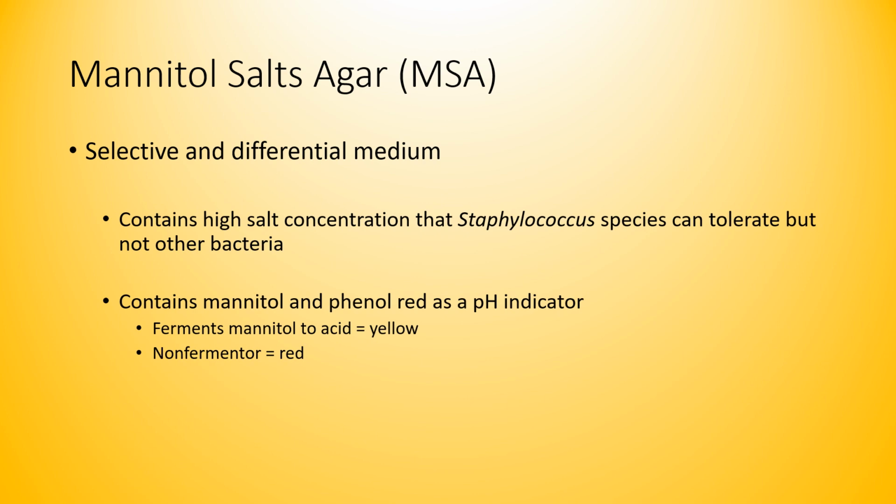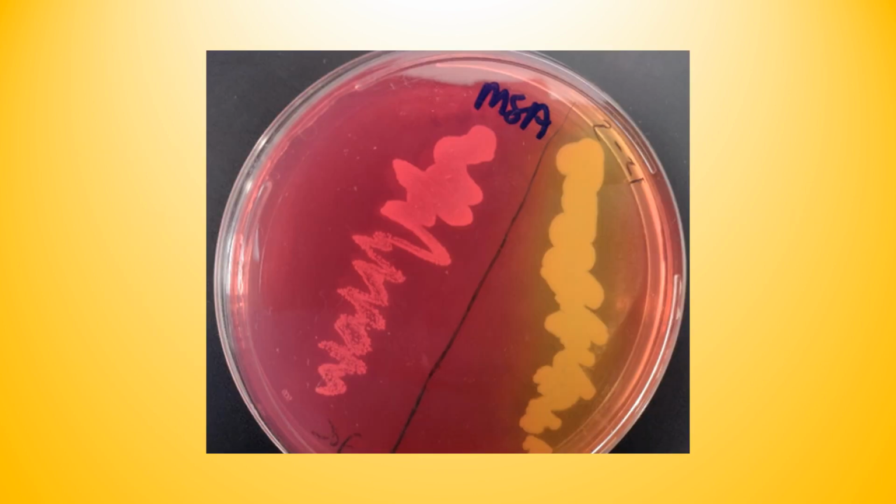If you remember, phenol red is red at pH 7 or more alkaline conditions, but under acidic pHs, it will turn yellow. So if that bacteria ferments the mannitol and produces acid as a byproduct, the media is going to turn yellow. If it is a non-mannitol fermenter, then the media will remain red.